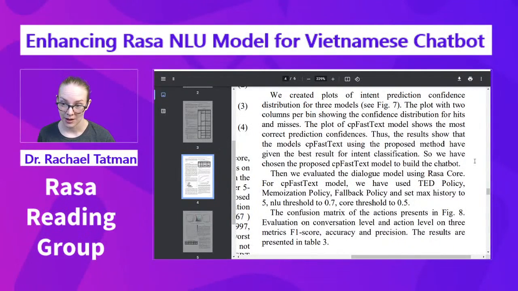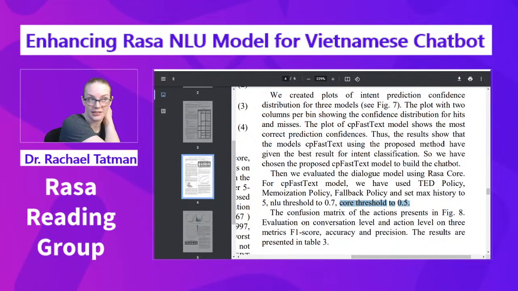So we evaluated the dialogue model using Rasa Core. We used the TED policy. Fantastic. That's what I'd recommend in this case. Memoization policy and a fallback policy, and set the max history to 5, NLU threshold to 0.7, and core threshold to 0.5. So this is when your model isn't super sure about what you said. Confidence is below 0.7, that's when you'd hop back to, I'm sorry, I didn't understand you. Core threshold, if your confidence is below 0.5 in what to do next, that's when you'll hop down to whatever your policy is there. The confusion matrix of the actions is presented in figure 8.